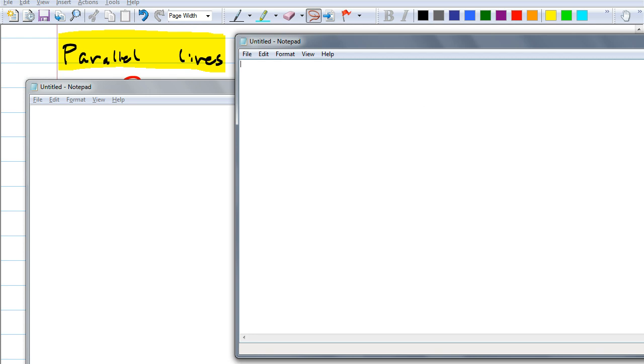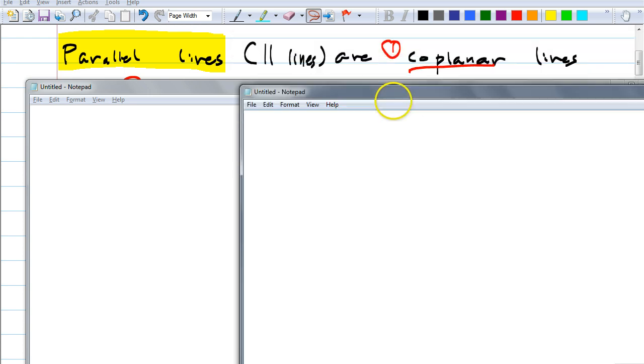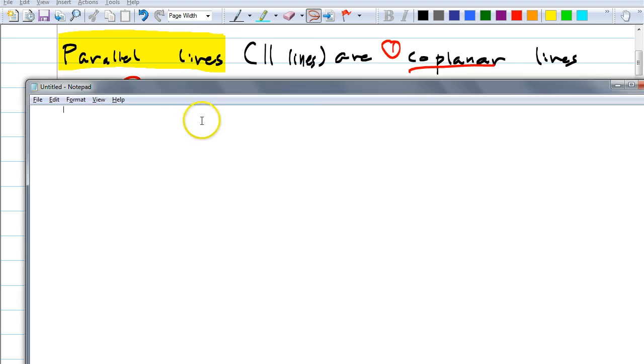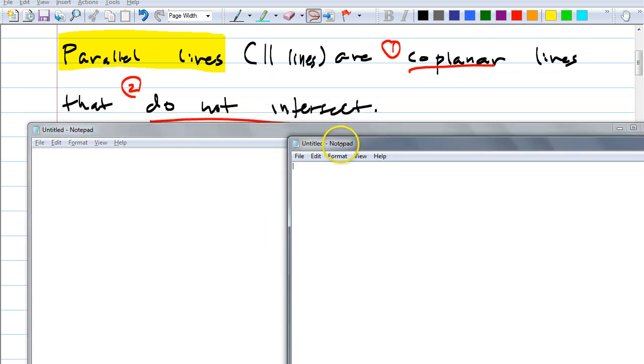Exactly right. There are two parts to this. Say it again: two lines in the same plane. They have to be in the same plane first. Very good. So here's the notation for parallel lines. First of all, they have to be coplanar, in the same plane, and of course, they do not intersect.